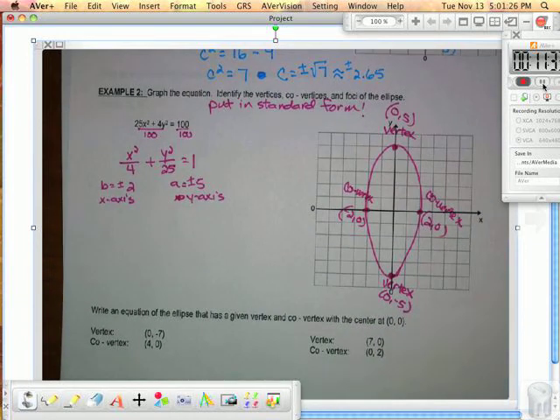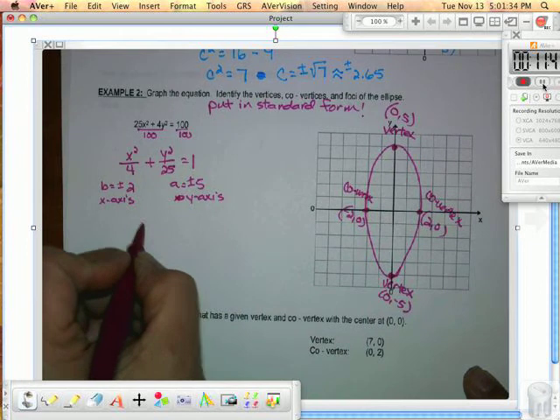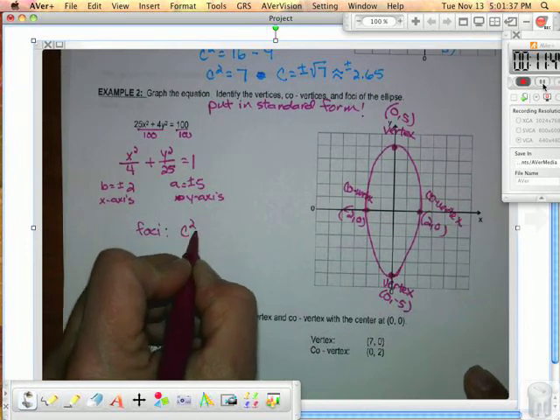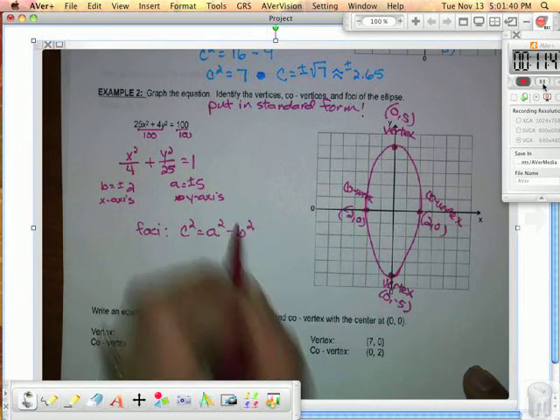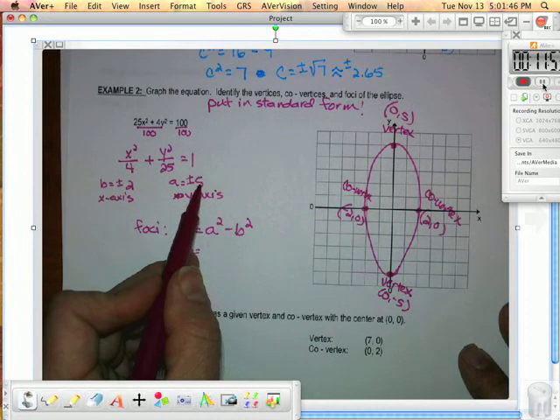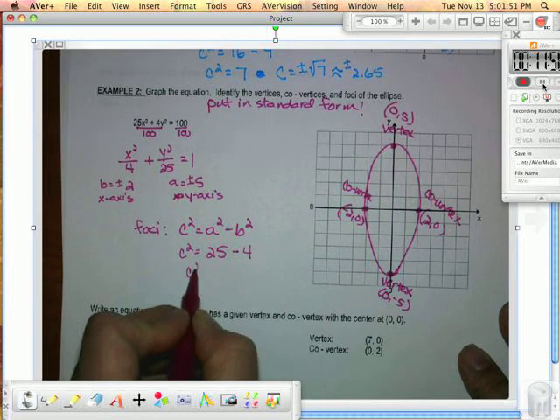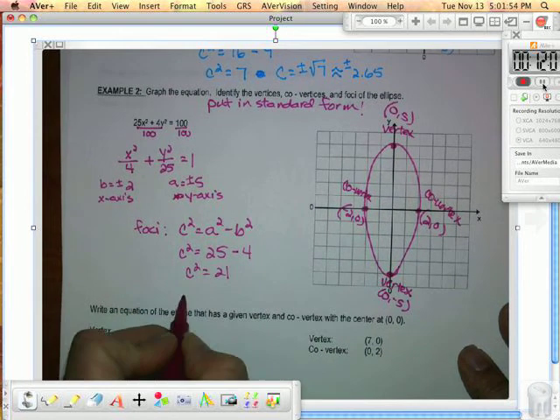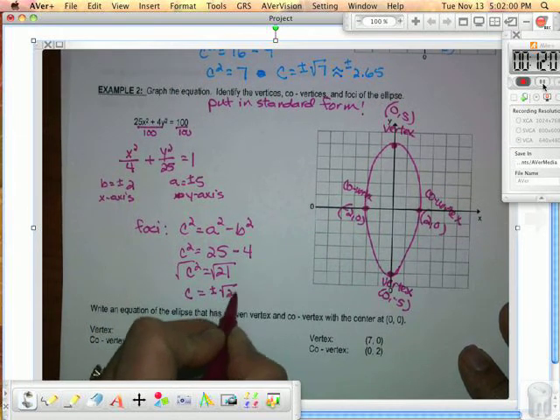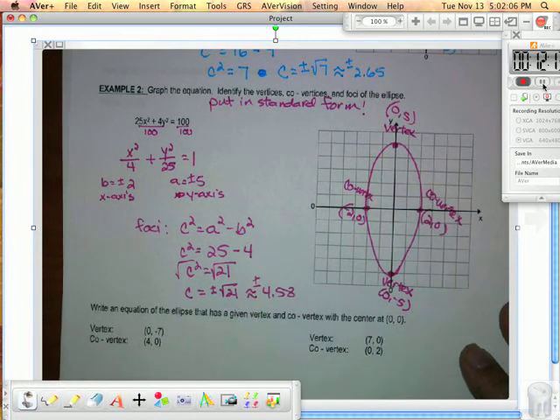All right, the last thing I need are the foci. They're also going to lie on the major axis, the longer axis. So I do that by doing c squared equals a squared minus b squared. C squared equals a squared, or a is 5, squared is 25, b is 2, squared is 4, so c squared equals 21. And I need to take the square root of both sides, so c is equal to plus or minus the square root of 21, which is approximately 4.58, plus or minus. Okay?